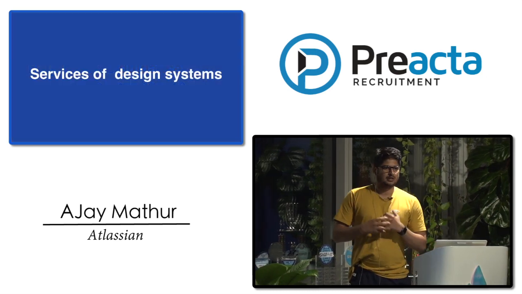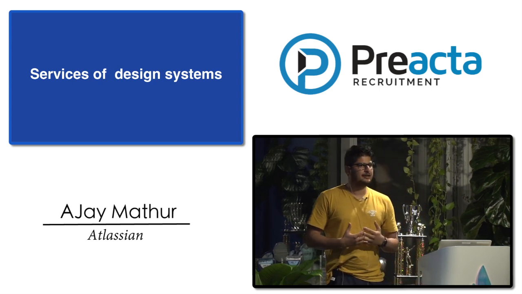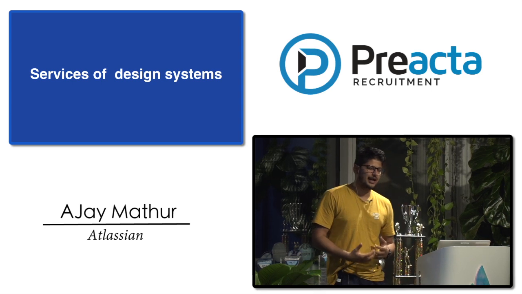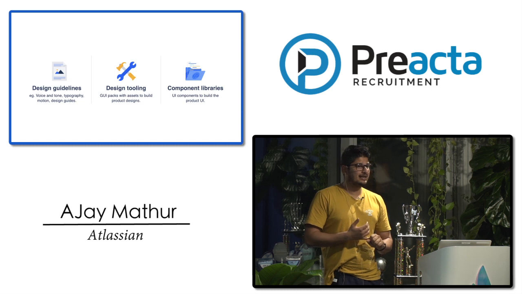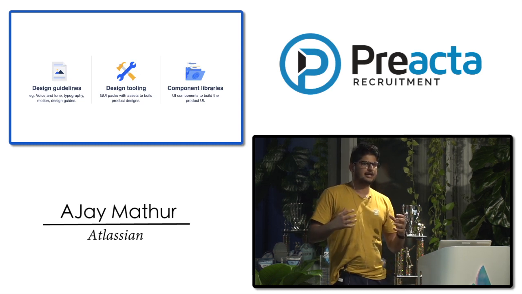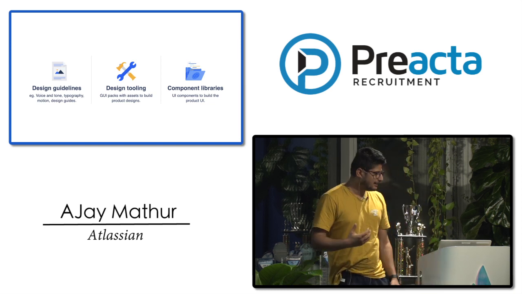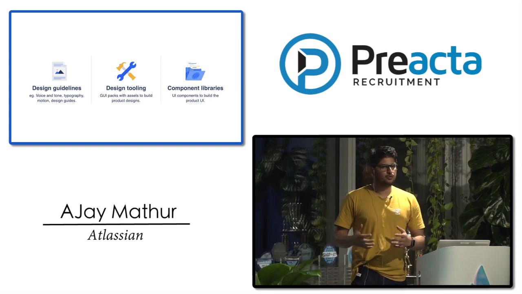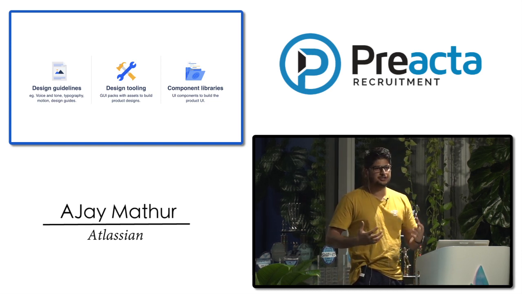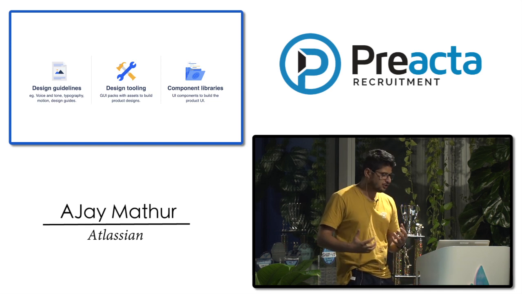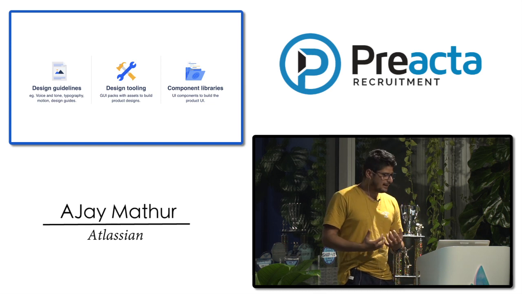So these are some of the concepts which a design system comes up with, and there are a few services which design systems need to provide. The first one we discussed, design guides. Actually the overall thing which comes out of it is design guidelines, and design guidelines consist of voice and tone, typography, motion, how the animation should move, what should be the motion of the application, and also design guides. So this comes as the design guidelines.